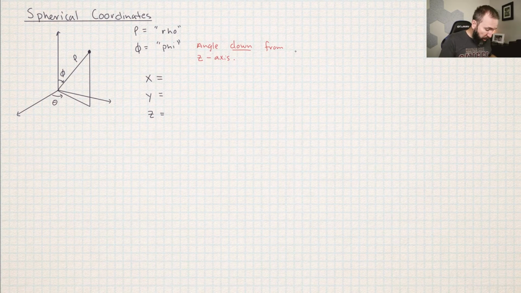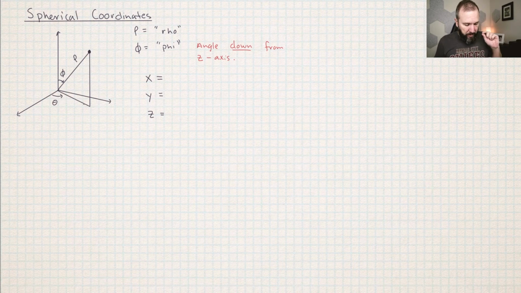So rho, not to be confused with r, is the distance from the origin out to the point. So that distance right there in 3D space, that is rho. Unlike r, so remember that r is this distance right here in the xy plane, just a 2D distance. So that's the difference between rho and r. Rho is the 3D distance, r is the distance to the shadow of the point.